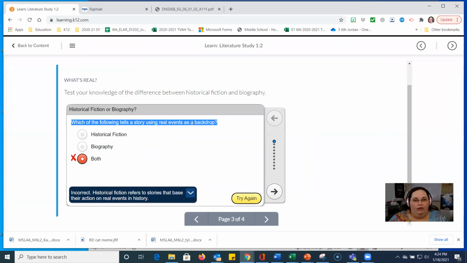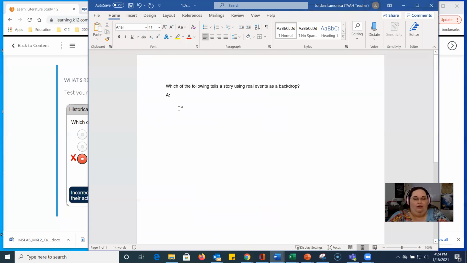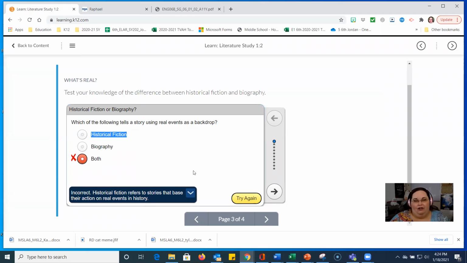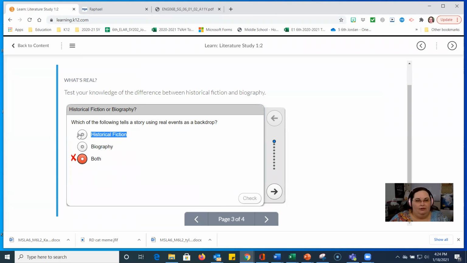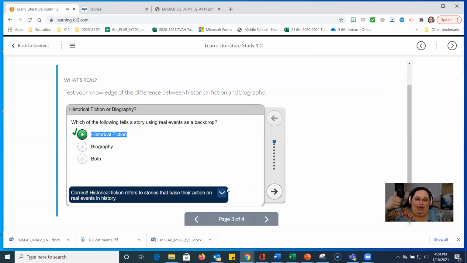Okay, let's try another one. Tells a story using real events as a backdrop. Would that be historical fiction? Let's try that. It's historical fiction. So what I would do is, will it let me copy and paste? Yeah. Right click, copy, and go back to your notes. Even if you get it wrong when you're doing this, hopefully you'll get it right on the quiz. Every time you have one of those, copy and paste that down, and you can hit try again. Historical fiction. Yay, we know it's right. And so that's all I'm going to do with that one. When you finish all 10 of these, then you're ready to click to go to the 4th slide.